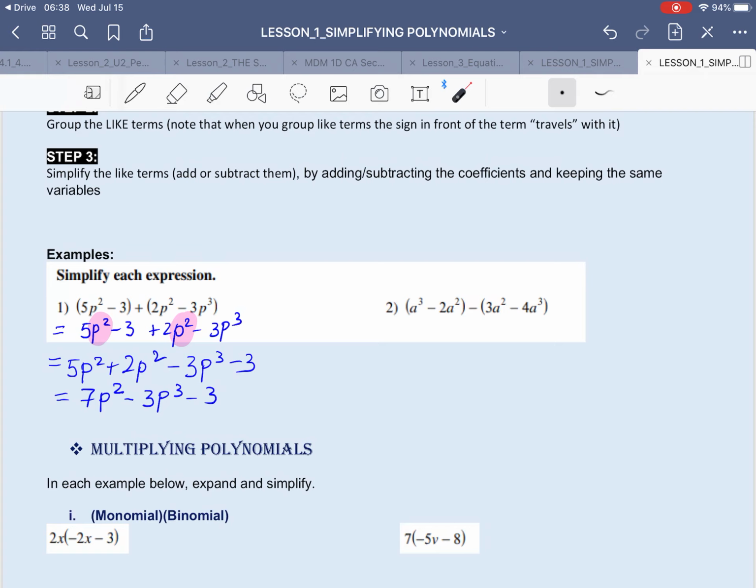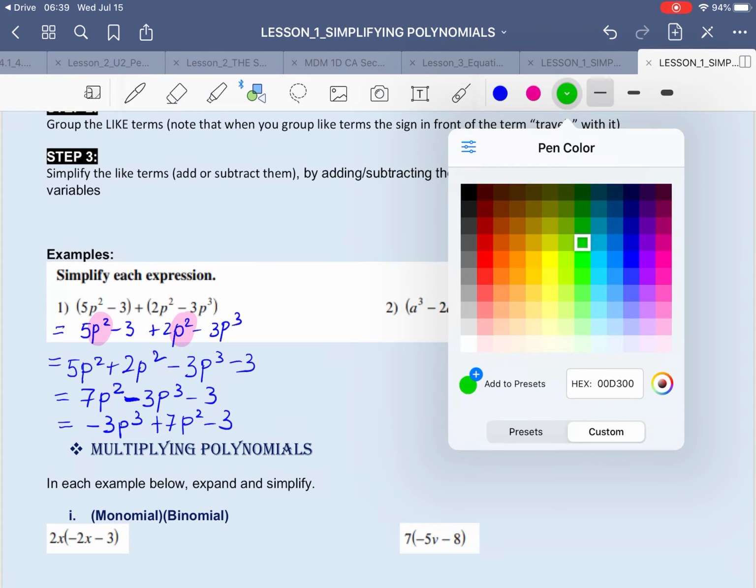Now there is one last thing I want to mention, which is very important. Whenever we state the final answer, we make sure that the terms are listed from highest to lowest degree. Now, first term here is degree 2, second degree 3, and this one here is degree 0. So the first term is negative 3p cubed. Remember, the negative sign before the term will always go wherever the term goes. Plus 7p squared minus 3. And this will be the correct and final answer.